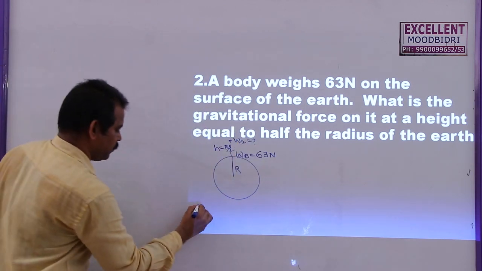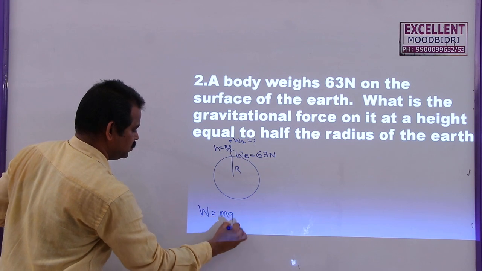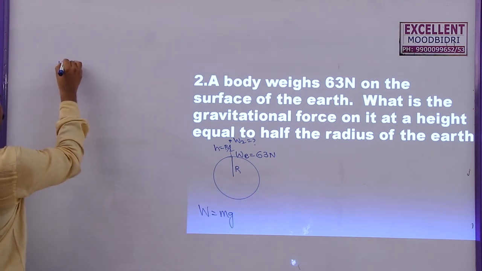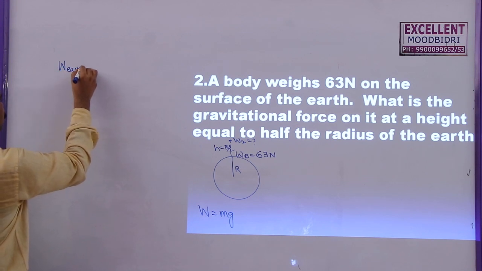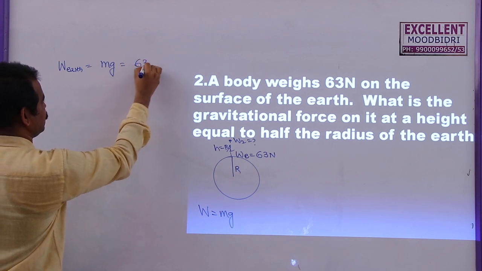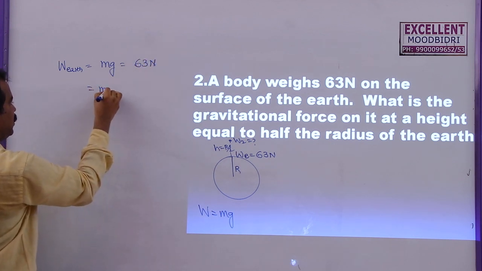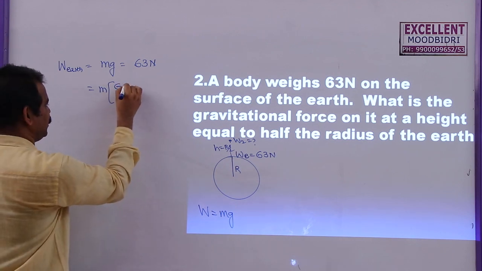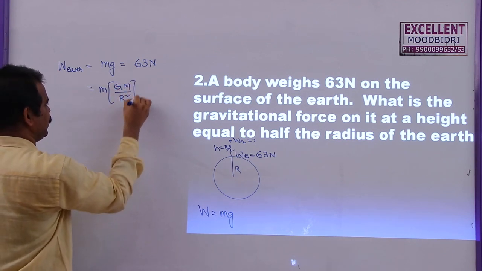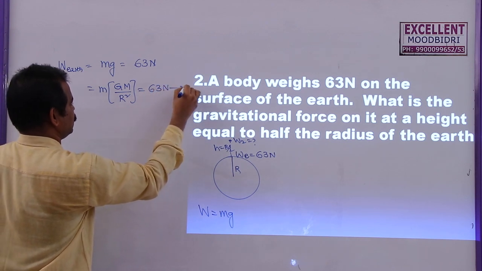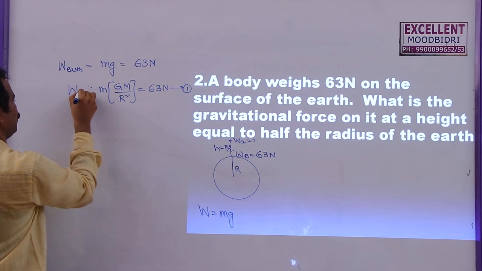We know that the weight of the body is given by mg. Now you can write the weight on the surface of earth, this is equal to mg. This is given as 63 newtons. But m into, what is g on the surface of earth? This is capital G capital M by r square, which is equal to 63 newtons. This is equation 1. This is W on the earth.